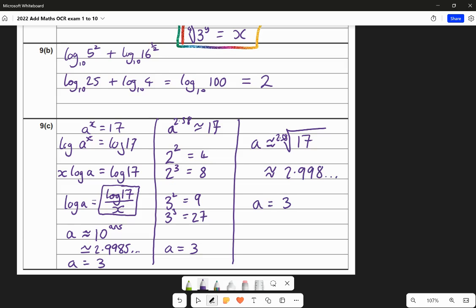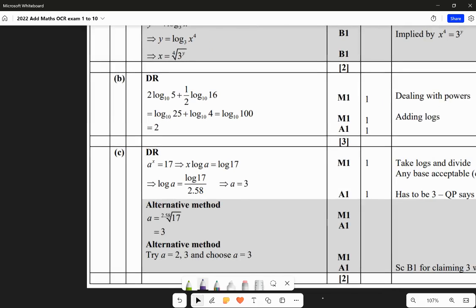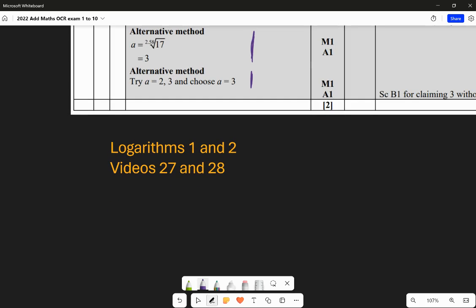So lots of different ways we could get the fact that a is probably 3. Let's look at the mark scheme. So yeah, they went through the first answer I did, and the second one, and the third one, trying different values and seeing which one to choose. It's only 2 marks, so it allows that. If you want to practice logarithms, videos 27 and 28 are the ways to go.